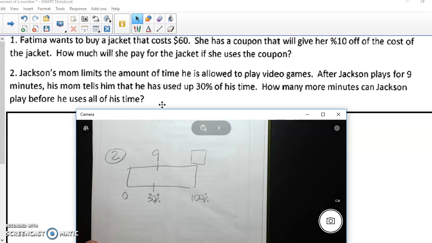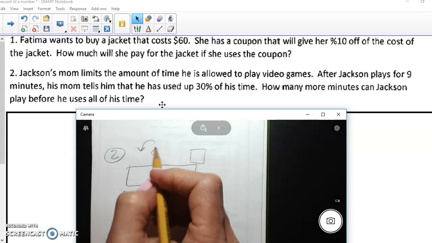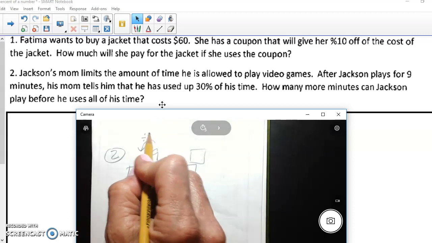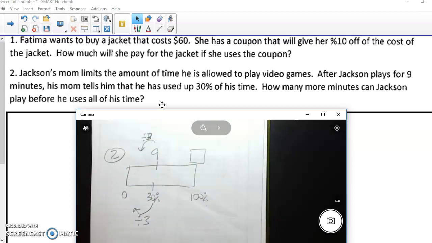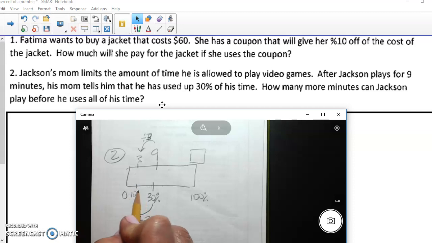So what we're going to try to do is figure out what I can do to get from 30% to 100% and then find the difference between the two. Well, it's not really easy. An even number won't work, but I do know that if I divide by 3 here and divide by 3 here, I might be able to get down to 10%. So divide by 3 at the top, divide by 3 at the bottom. 9 divided by 3 is 3, and 30 divided by 3 is 10.